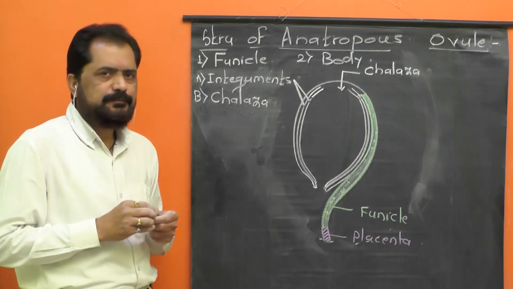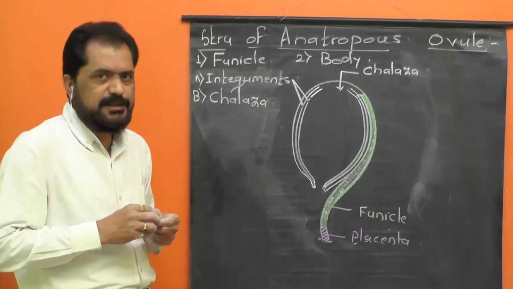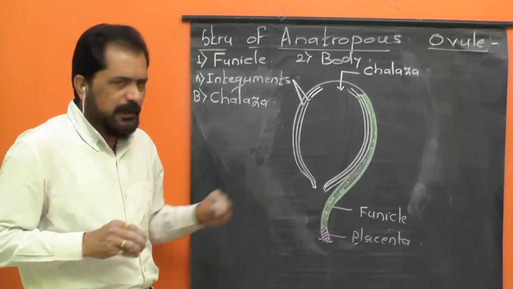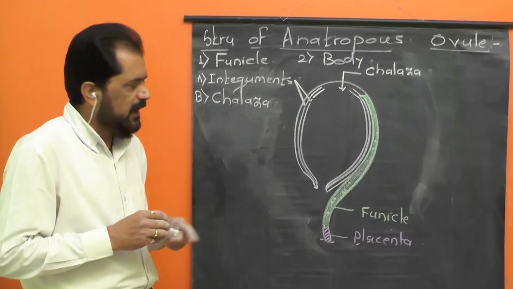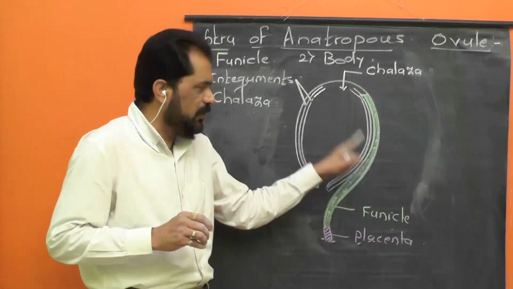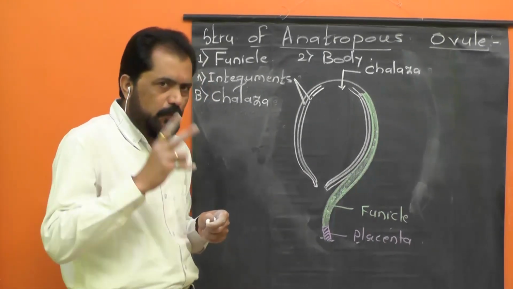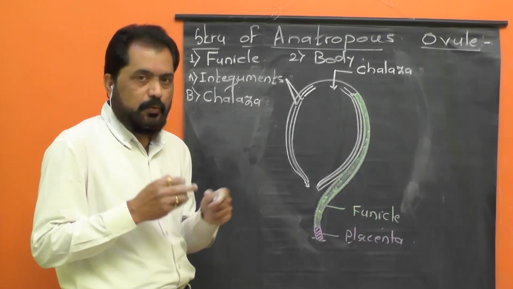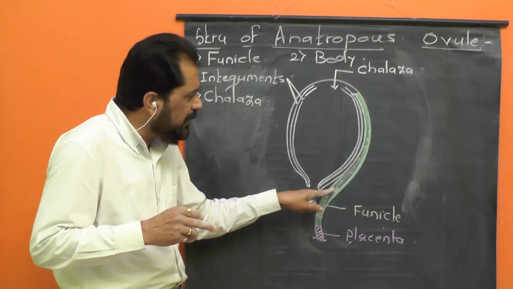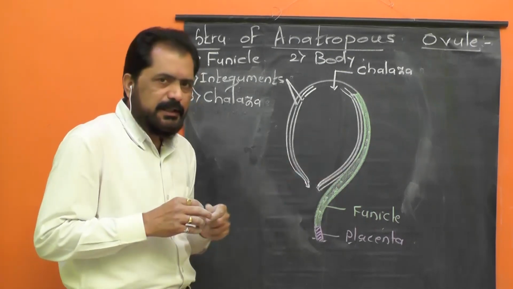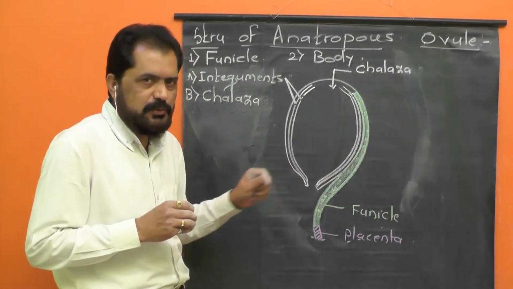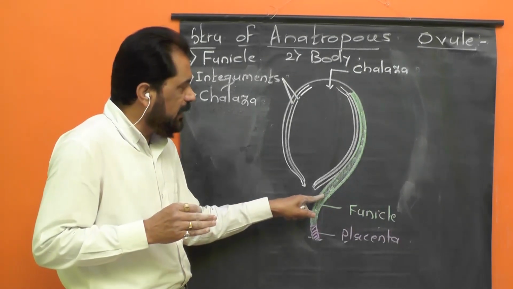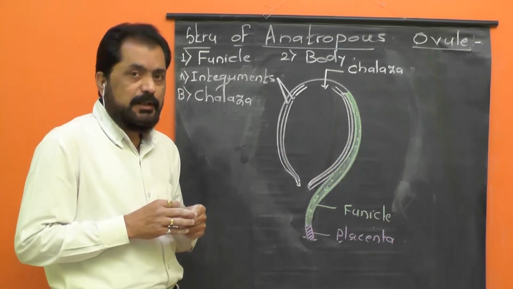Few points I want to add in this discussion. While teaching you the funicle, I told you that funicle is nothing but the stalk, but two points here I want to add. The point of contact of the funicle and body is called hilum. Please look at the diagram. The point of contact of funicle and body is called hilum.